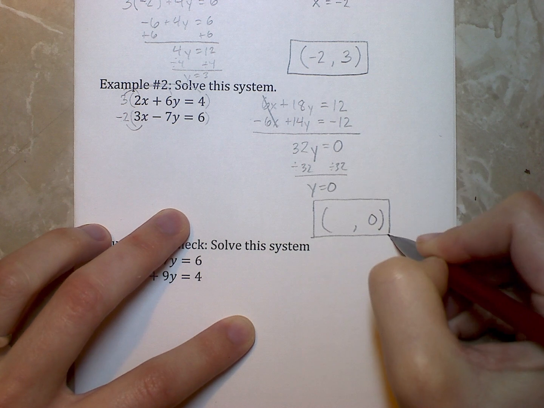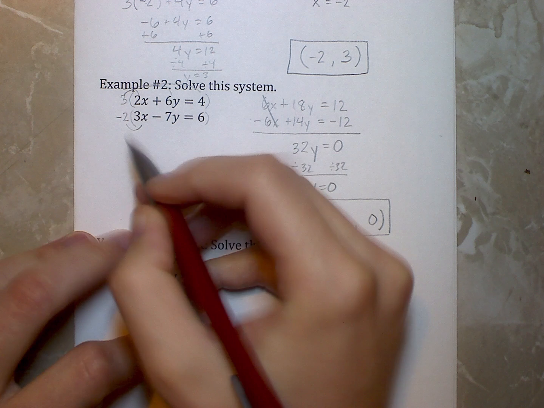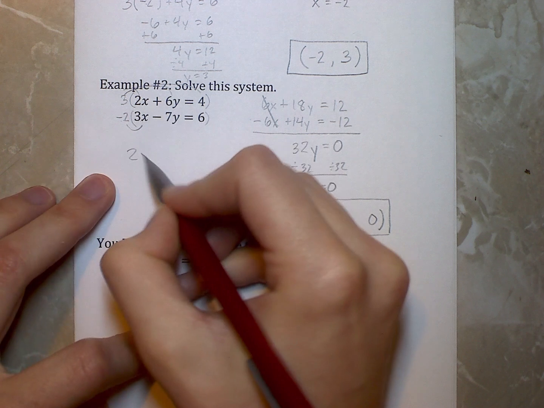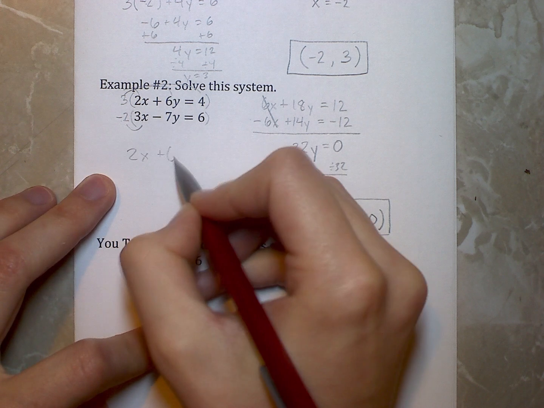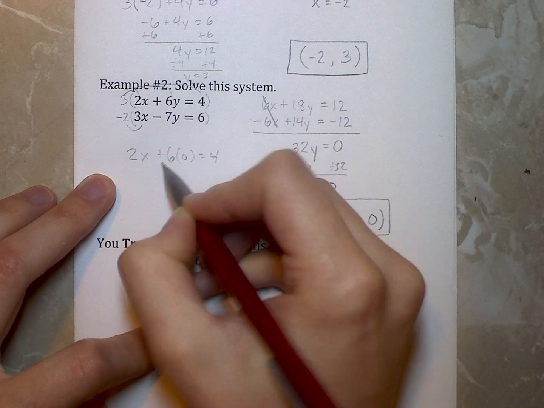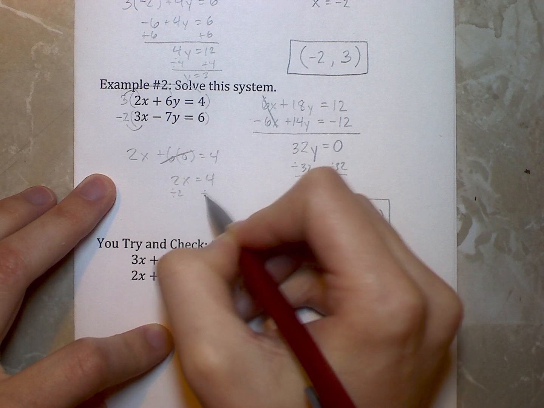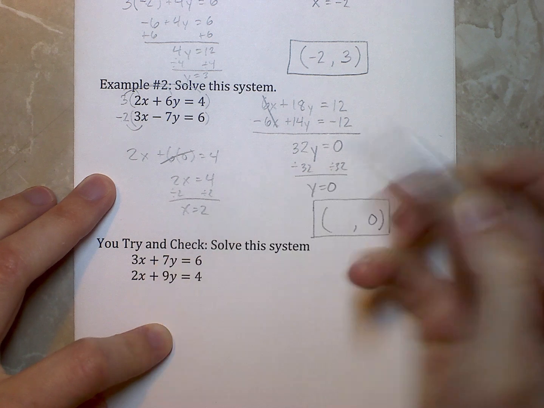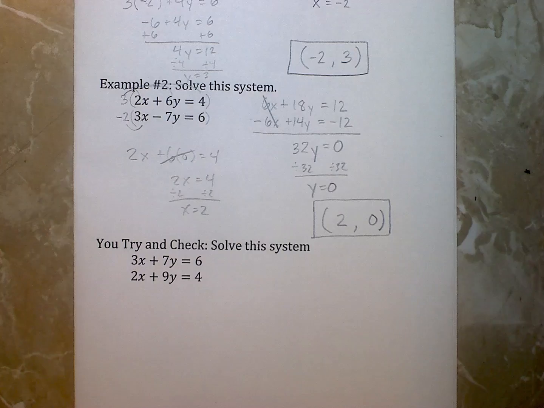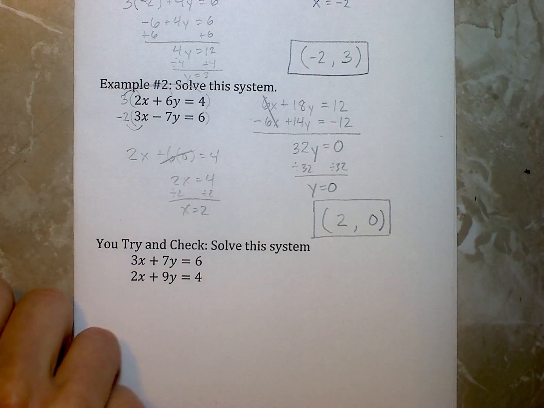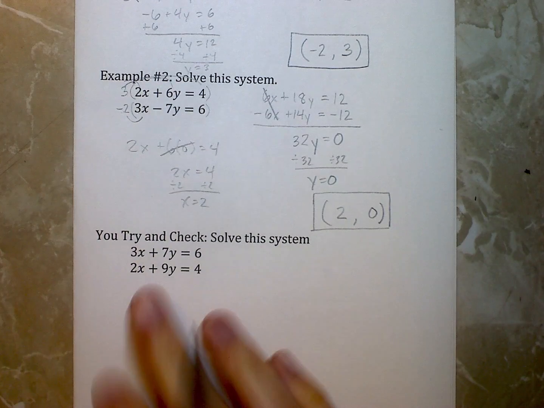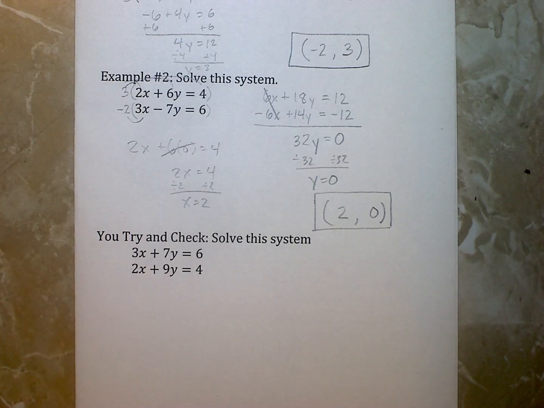Plug in and find my x value. Again, I'm just going to choose one and plug in, right? 2x plus 6 times 0 equals 4. This just becomes 2x equals 4. And when I divide by 2, I get x equals 2. And there we go. All right, your turn to try. This takes time. Take the time to look at the equation and figure out what you are going to multiply by in order for it to cancel.